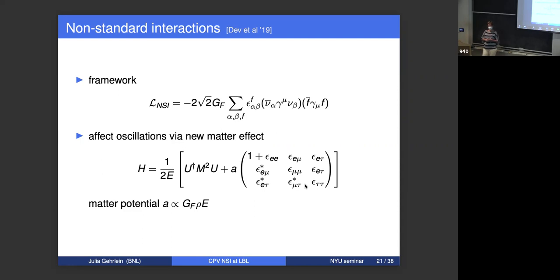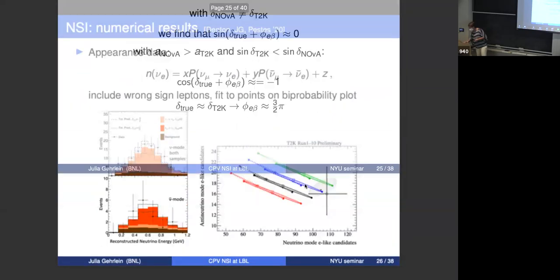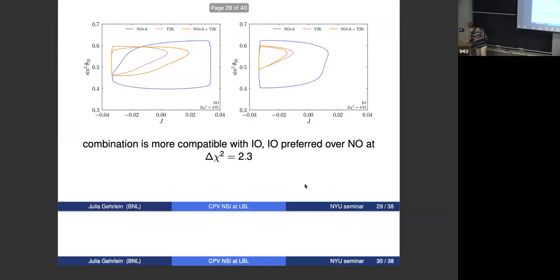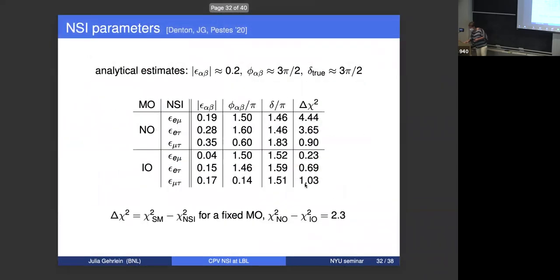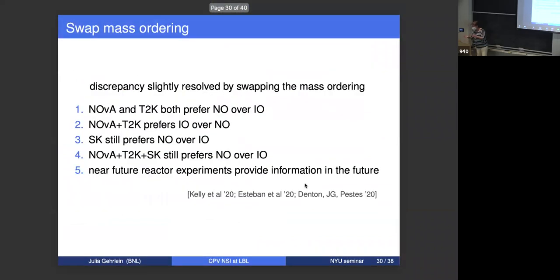So if it comes out that it's inverted ordering, does that then squeeze the parameter space for NSI, or is it basically the same? So if nature indeed has inverted neutrino mass ordering, then if you introduce these complex NSI parameters, first of all, the tension between T2K and NOvA would be reduced already because the combination is more compatible with inverted ordering.